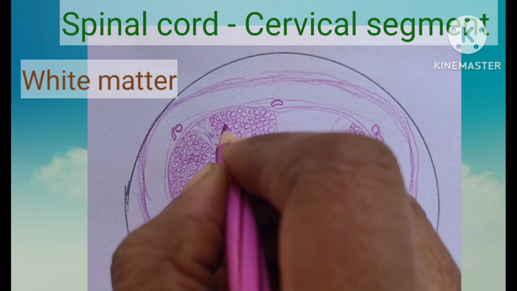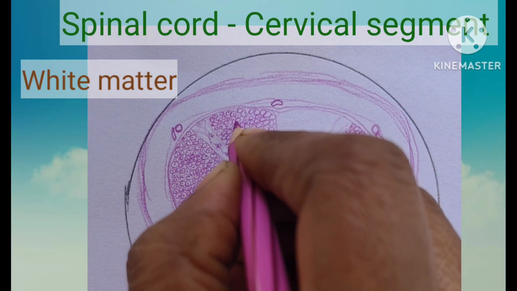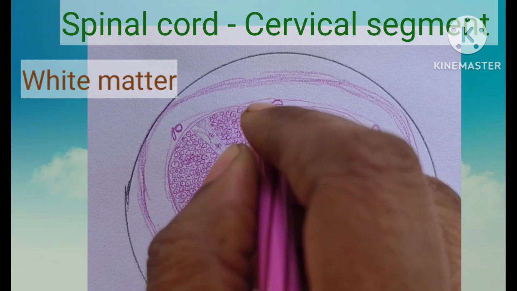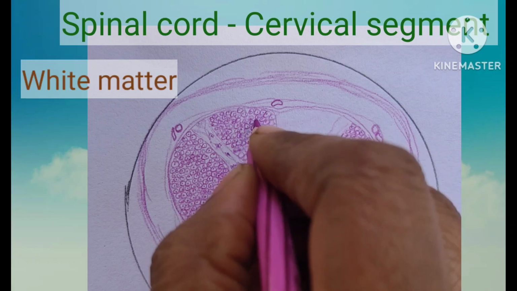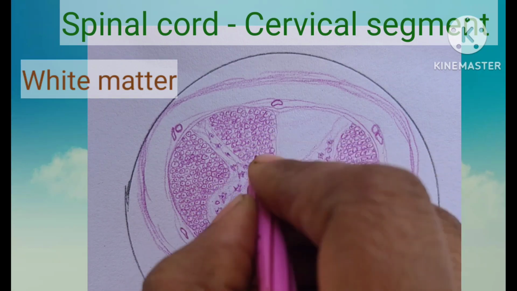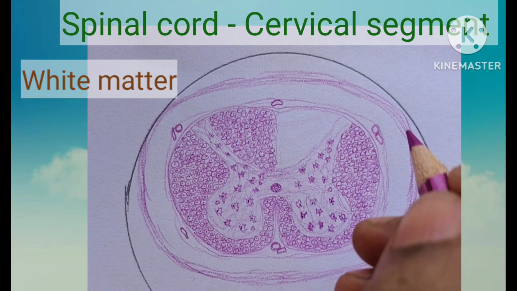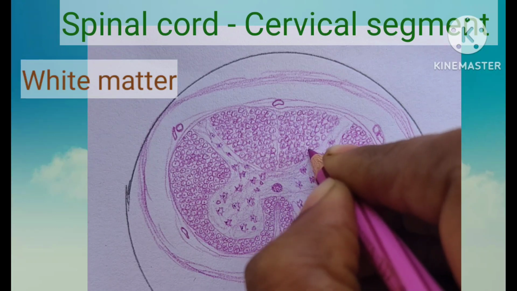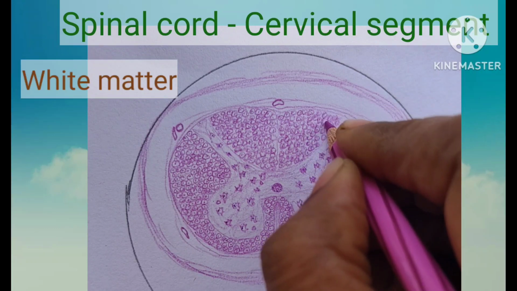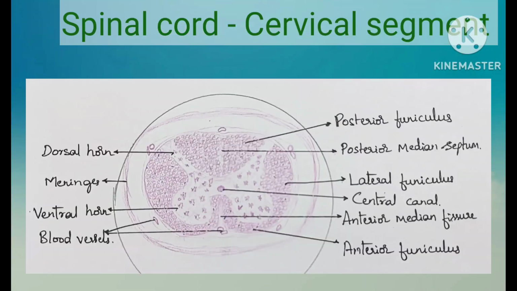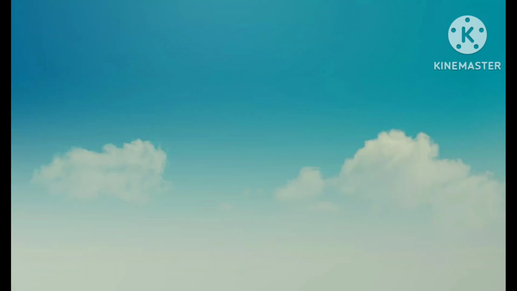So this is a cervical segment of the spinal cord. There are only minor changes between different segments. We are going to discuss all the 4 segments, the thoracic, lumbar and sacral also. Cervical is the largest enlargement and bigger white matter. You can see the labeling also.